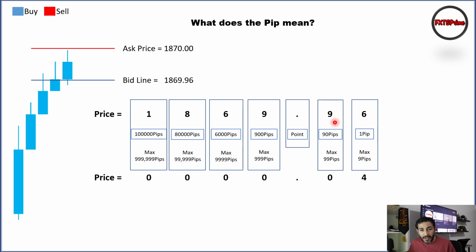This price, the bid price, we want to add 4 pips to it, and calculate how much the price will become after adding 4 pips.